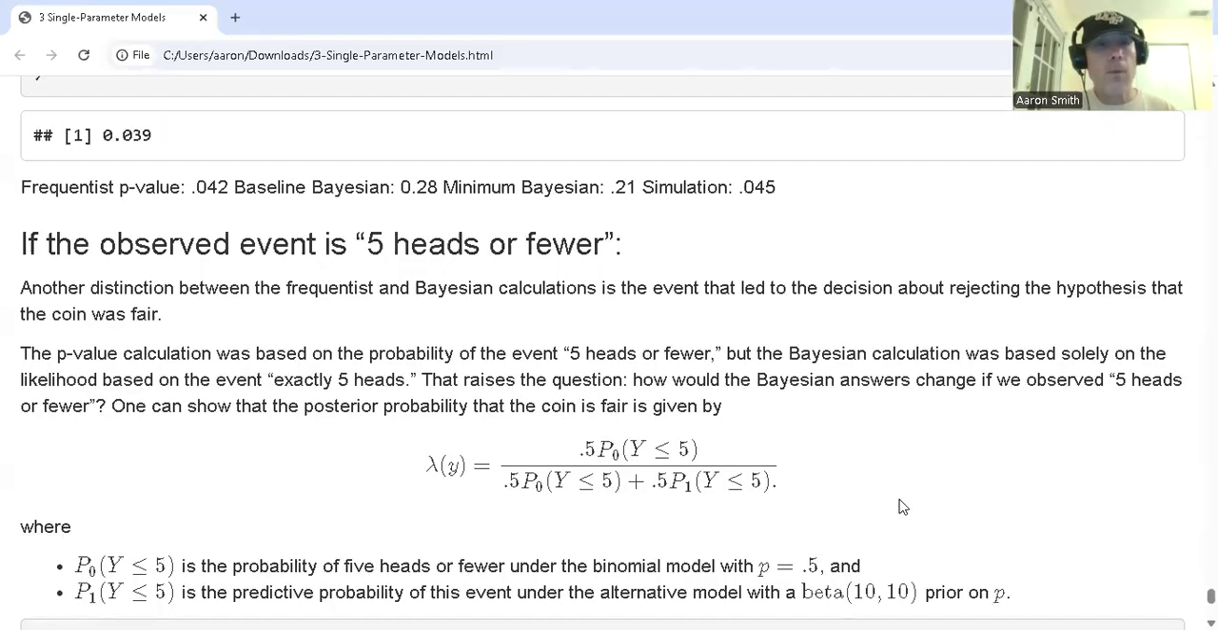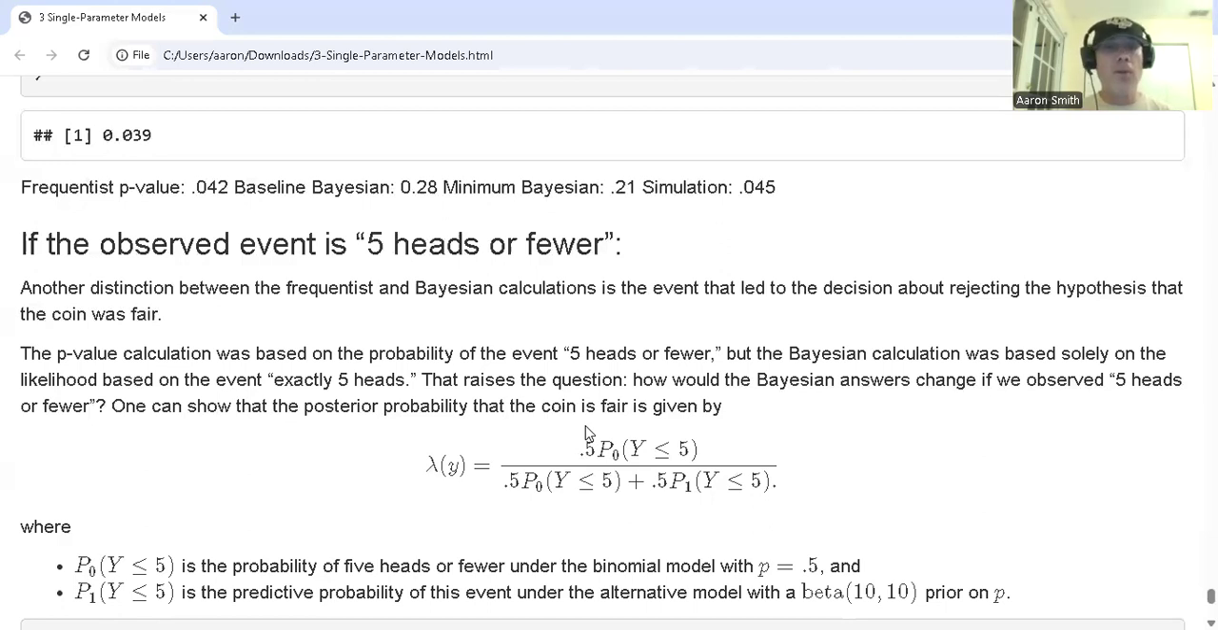All right, now if the observed event is 5 heads or fewer, another distinction between the frequentist and Bayesian calculations is the event that led to the decision about rejecting the hypothesis that the coin was fair. The p-value calculation was based on the probability of the event 5 heads or fewer, but Bayesian calculations are based solely on the likelihood of the event exactly 5 heads. This raises the question, how would the Bayesian answer change if we observed 5 heads or fewer?